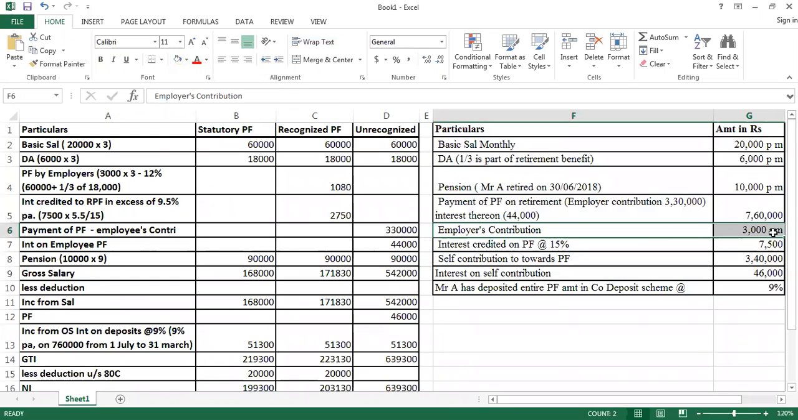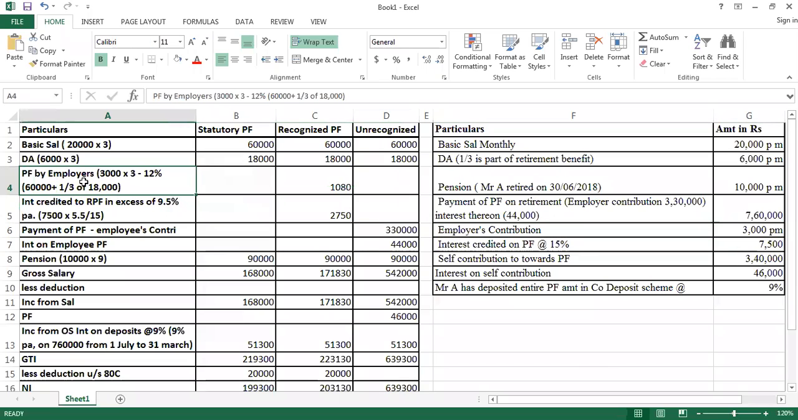So I'm checking employer's contribution. Employer's contribution is 3,000 rupees per month. So I'm going to check what the employer's contribution is. It is going to be 3,000 rupees into 3, that is whatever contribution he has received for that particular year.